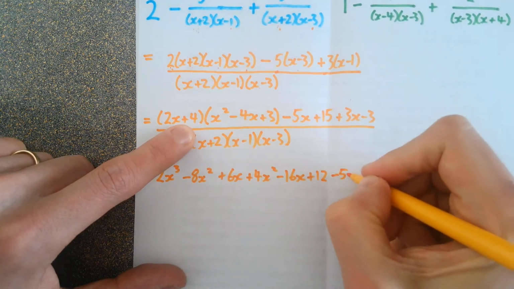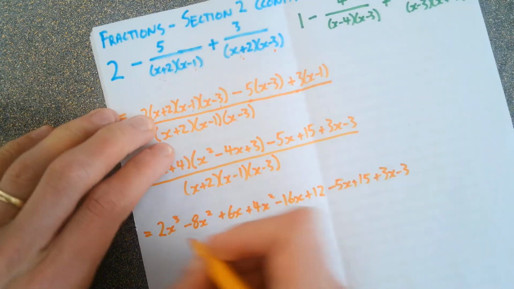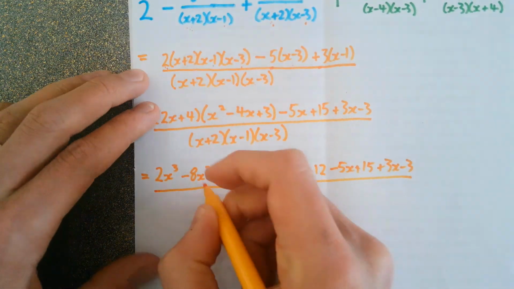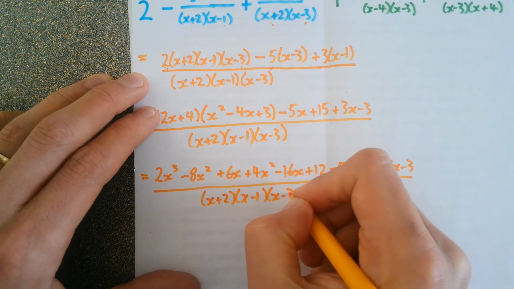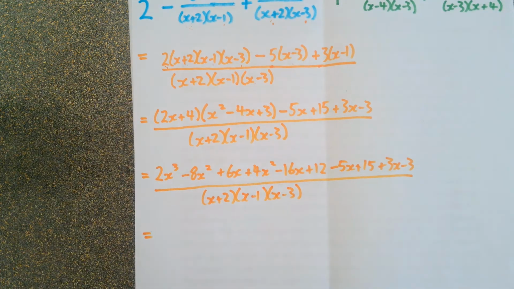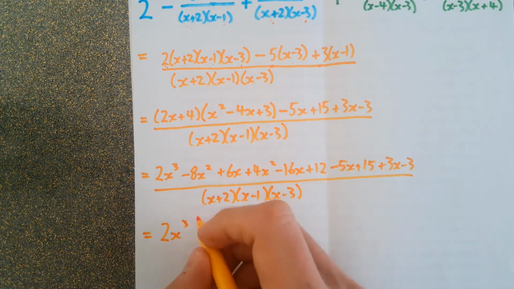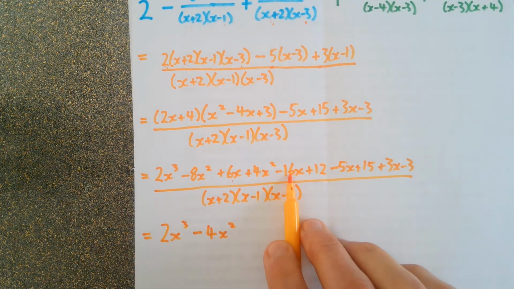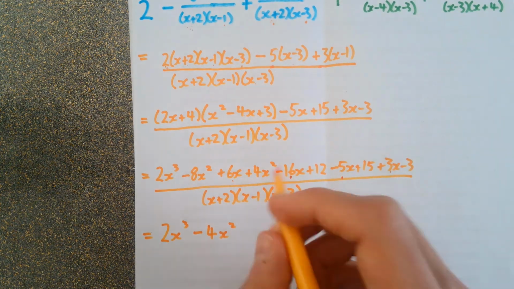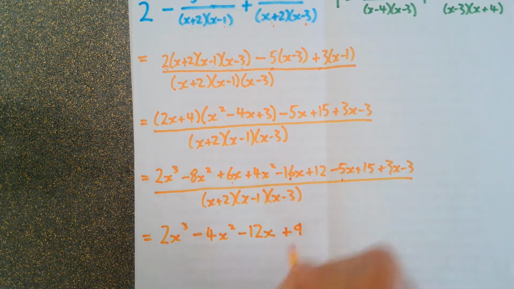And then we've still got minus 5x plus 15 plus 3x minus 3, all of that over x plus 2, x minus 1, x minus 3, and now we can collect terms together. So we've got 2x cubed minus 4x squared, we've got 6 minus 16, so that's minus 10x minus 15x minus 12x, and then the constant is 12 minus 3, plus 9.